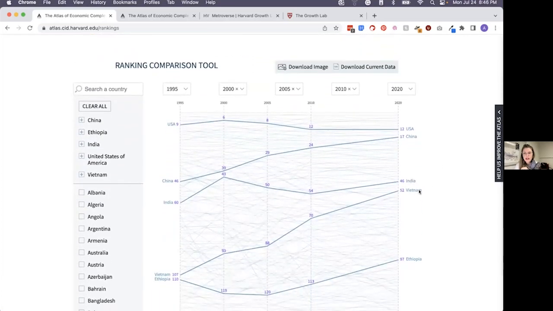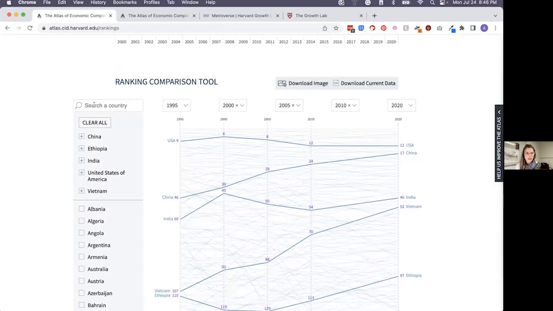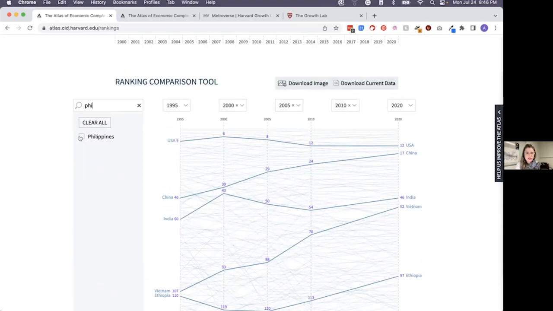Okay, and we present this in various ways. So you might say, I want to compare Vietnam to other countries. So here's that trajectory once again for Vietnam, and you can see it compared to India, for example, Ethiopia. We can add another country here. We might want to compare Vietnam to the Philippines, and here it is. So the Philippines indeed ranks a little bit higher in terms of complexity vis-a-vis Vietnam, slightly lower than China. But a very similar trajectory overall.